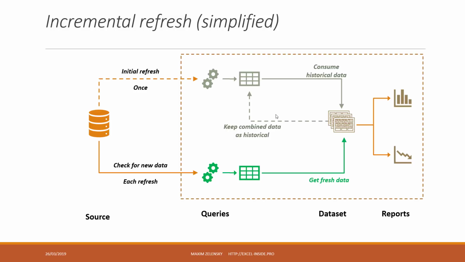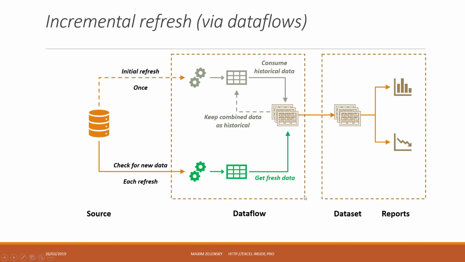The previous DataFlows trick doesn't allow us to keep combining data as historical. But now I found a solution which will help us to perform this trick with the help of DataFlows. We will create a data flow which will get fresh data, historical data, and keep combined data as historical. And then this data flow will be consumed by the dataset. Okay, let's go to the demo.